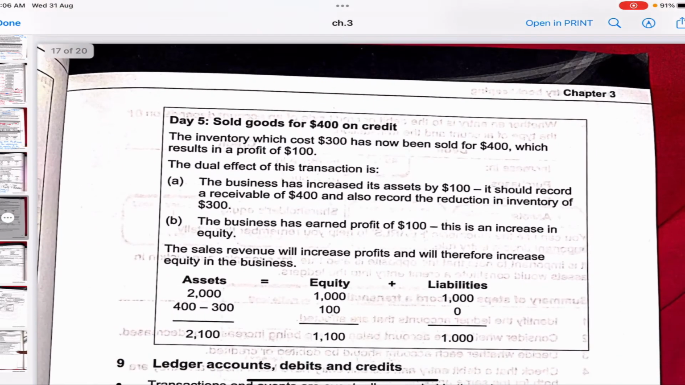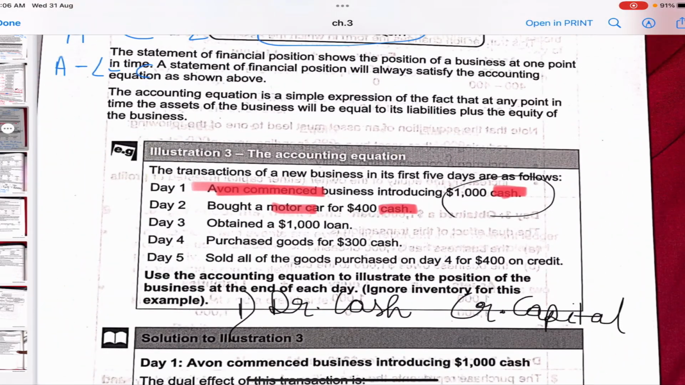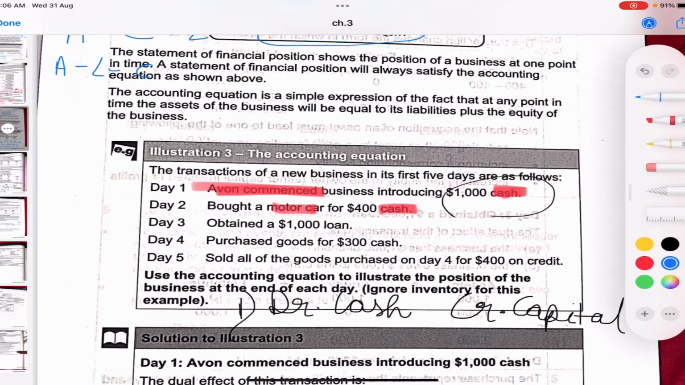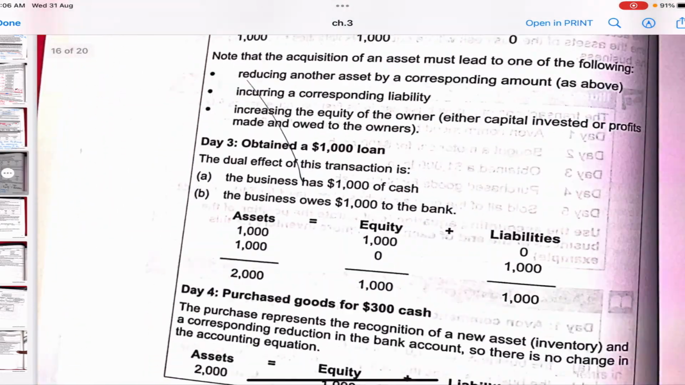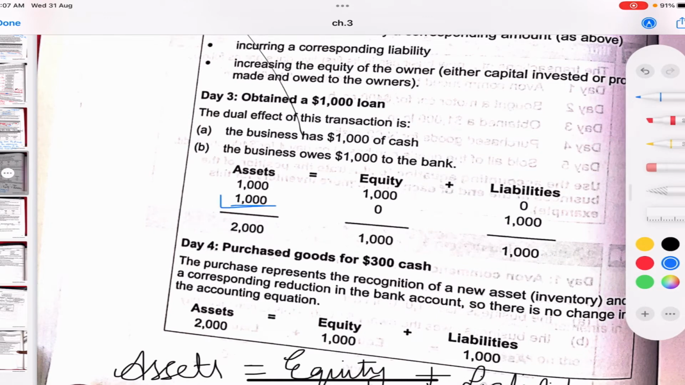Okay, moving on. Let's see what day 3 is. Obtained $1000 loan. So what are the two accounts? The first thing is loan and the second thing is cash or bank. Why? Because the loan comes in the form of cash or bank, right? So what comes here? Let's check. Asset, liabilities. The loan we need to pay and the cash has come in. So we put 1000 here and 1000 in the liabilities. Liabilities is nothing but the loan.